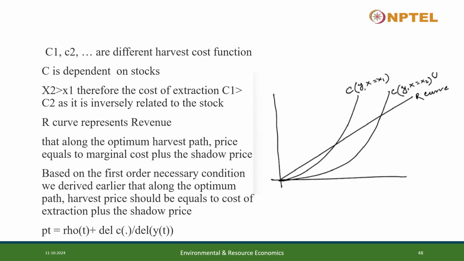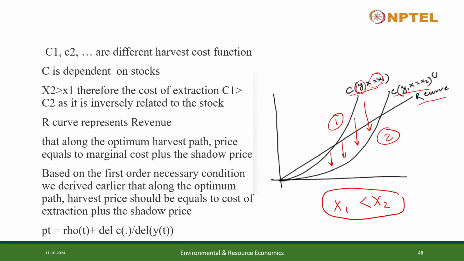So now what I am doing is drawing the R curve. R is the revenue curve, along with the cost curve for different X. The cost will be a function of Y as well as X, but I'm keeping Y constant and changing X from X1 to X2. So if I change the stock, the cost will come down, right? In curve 1 and curve 2, my x1 is less than x2. C1, C2 are different harvest cost function curves and C is dependent on stock. X2 is more than x1, so C1 is more than C2, because the more the stock, the less the cost. Then the R curve represents the revenue.